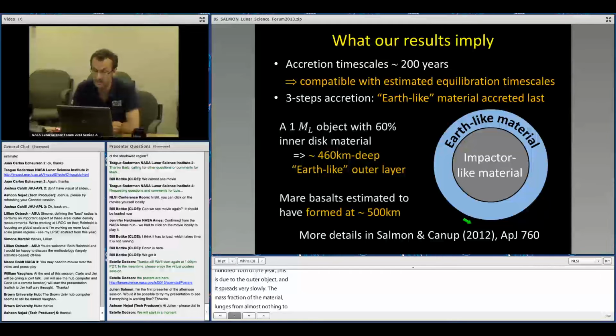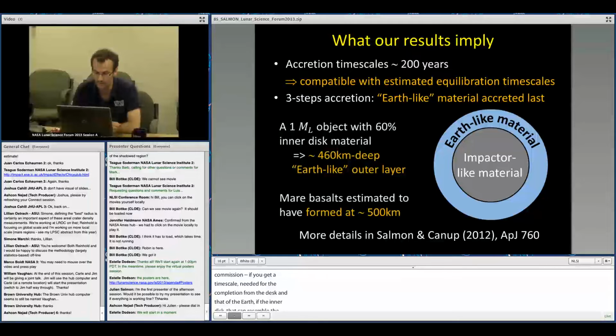So what do our results imply? Well, if you get an accretion timescale of 200 years, this timescale will be compatible with the estimated timescale needed for equilibration between the composition of the protolunar disk and that of the Earth. And also, the three-step accretion implies that potentially equilibrated material from the inner disk that could resemble the composition of the Earth would be accreted last.